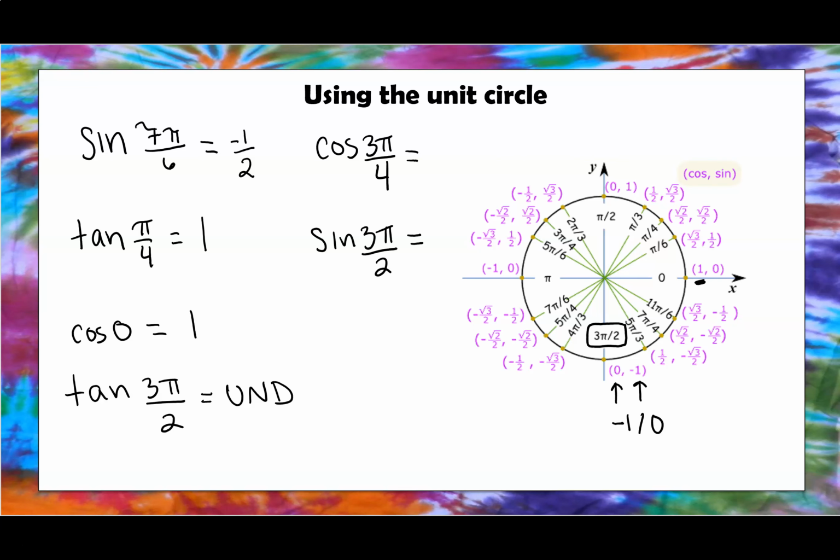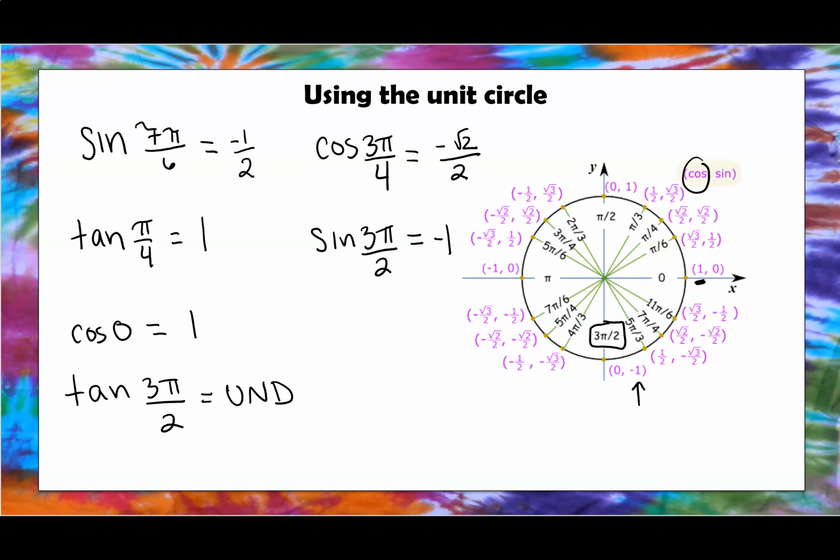All right, cosine of 3 pi over 4. Where are we at? 3 pi over 4. We are located right here. Okay, cosine of 3 pi over 4 is going to be my first coordinate. Cosine, first coordinate, remember that, is a -√2 over 2. All right, sine of 3 pi over 2. We're going to find that 3 pi over 2 located right here. And that's going to be our second coordinate, is going to be -1.